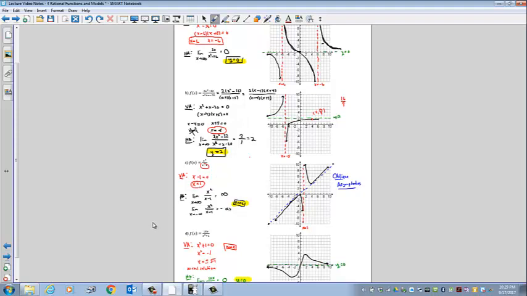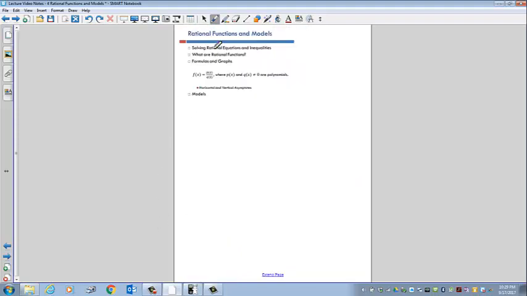Alright, so to review, right? So we solved rational equations and inequalities. We talked a little bit about what rational functions are, a polynomial divided by a polynomial, and we talked about how to use formulas then to find horizontal and vertical asymptotes.